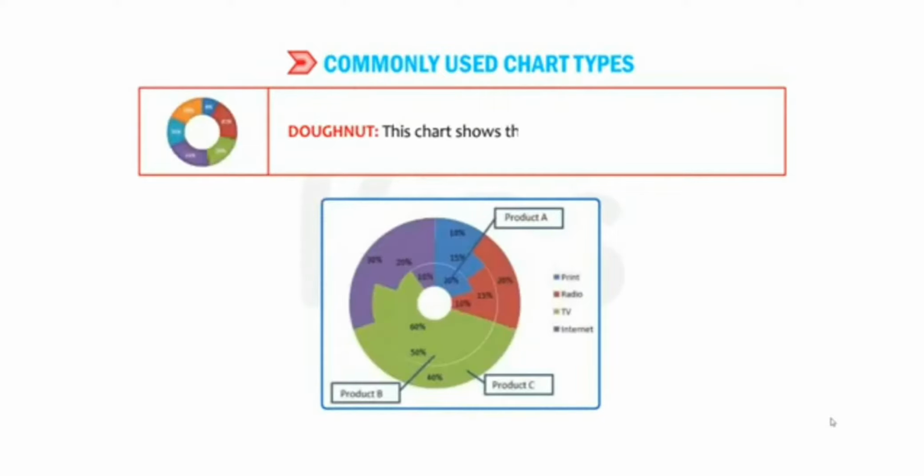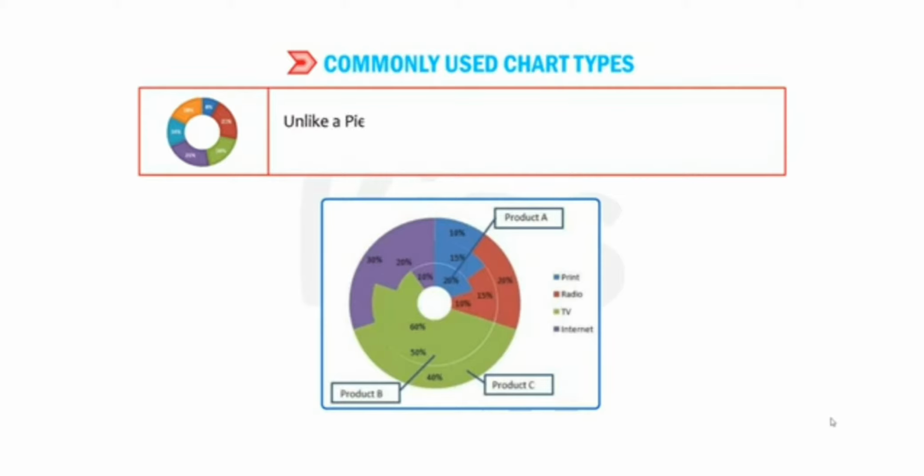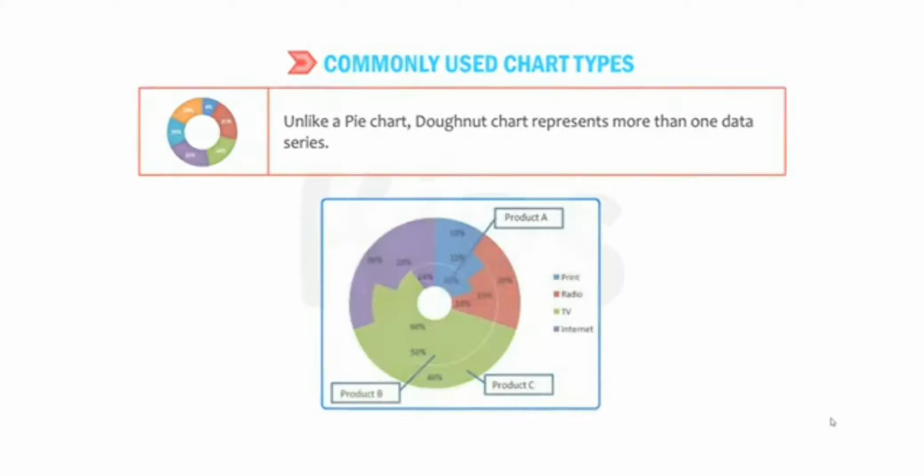Donut. This chart shows the relationship of parts to a whole. It displays data in the form of rings where each ring represents a data series added into the chart. Unlike a pie chart, donut chart represents more than one data series.